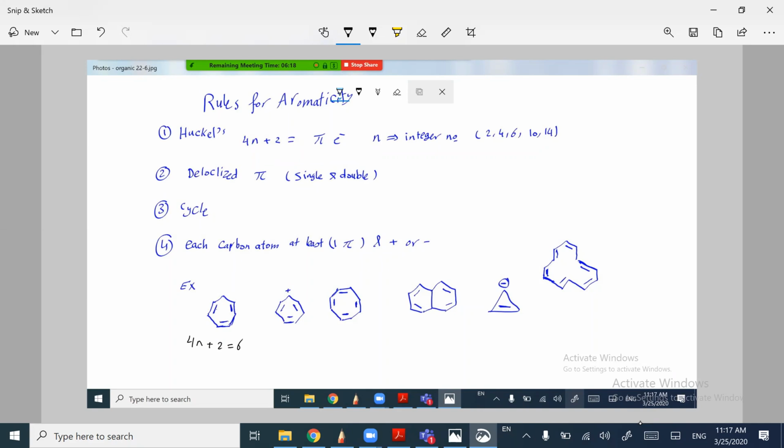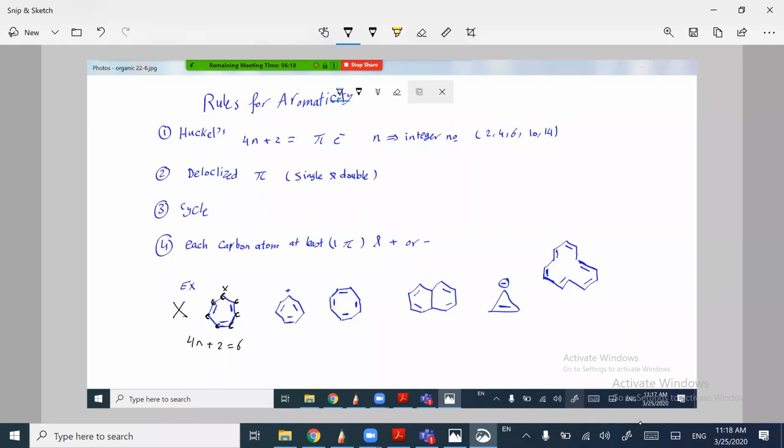Cycle, let's have the cycle. Each carbon atom must contain one pi bond. This carbon atom, one pi. This carbon atom, one pi. This one, one pi. This one, one pi. This one, one pi. This carbon atom, there is no pi. So before even talking about Huckel's rule, it is non-aromatic.